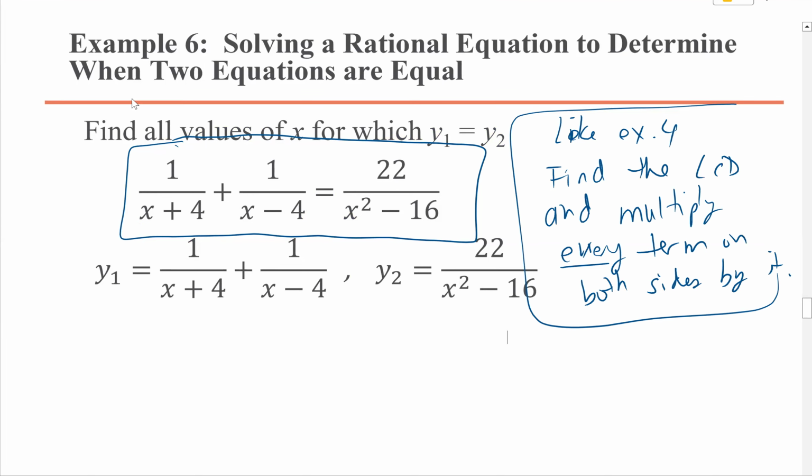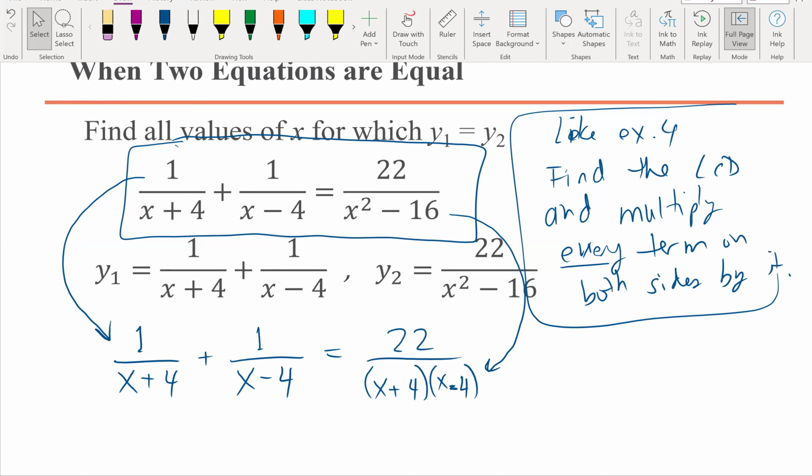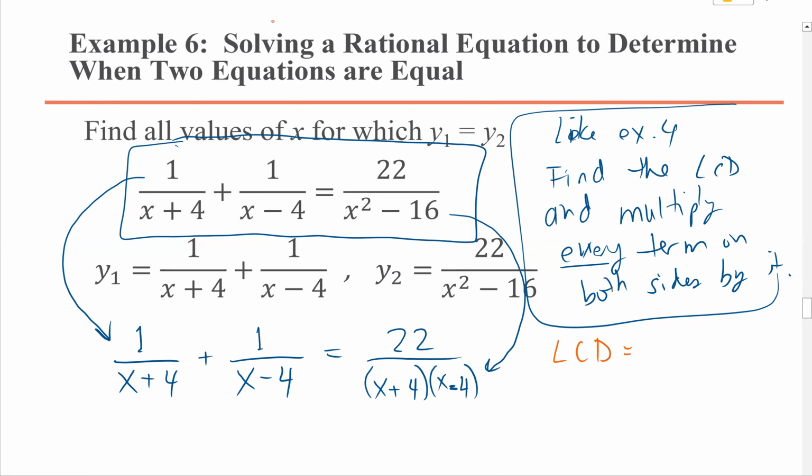If you remember from that prerequisite section, I have to factor all the denominators if necessary. The very leftmost rational expression, 1 over x plus 4. There's not much I can do with x plus 4. It's not factorable, it's prime. Same thing with x minus 4. That's as simple as it gets. Equals 22 over, but this denominator is a difference of squares. It factors into, conveniently, x plus 4 times x minus 4. So between these three denominators, for your LCD, you're just going to be greedy and take every factor you see. All I see is an x plus 4 factor and an x minus 4 factor.